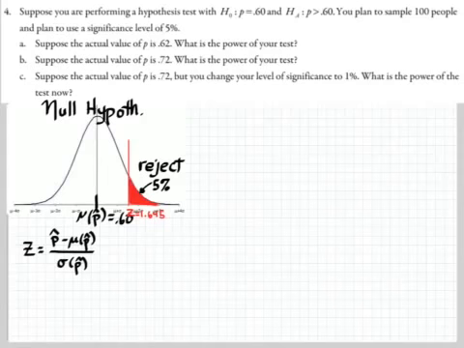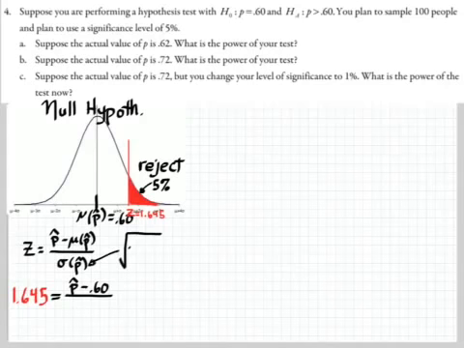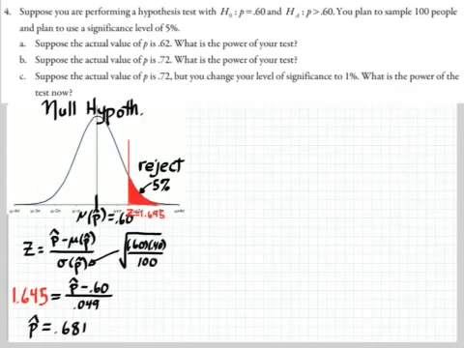So there's the z-score formula. I plug in all the numbers I know. I know mu p hat is 0.60. Sigma p hat, well, that's this formula, quite familiar by now. That works out to be 0.049. When I solve this for p hat, I get 0.681.